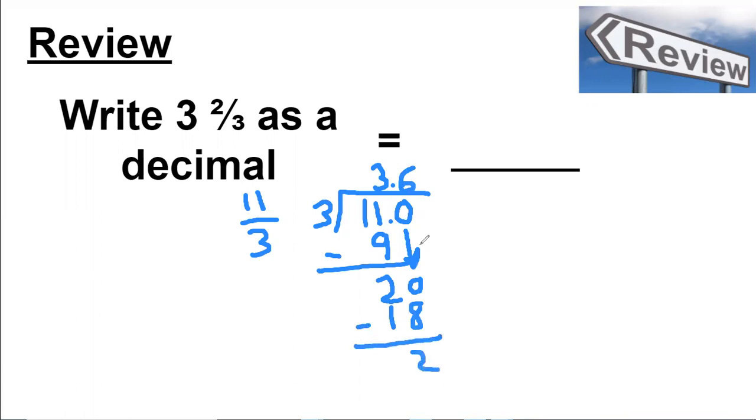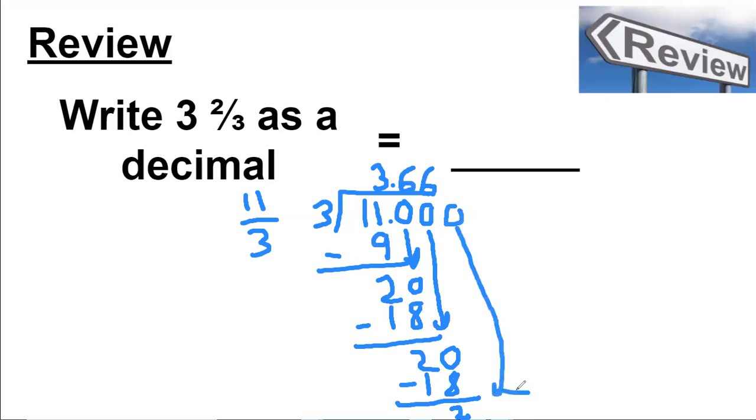I'm not done yet. I still got a remainder, so I'm going to put another 0, and I'm going to bring that one down. And I'm going to say how many 3's go into 20? Well, again, it's going to be 6, and then I multiply 3 times 6. That's going to give me 18, and then I'm going to subtract, and I'm going to get 2. If I were to keep doing this and I put another 0 here, you notice how I'm going to get 20 again, right? So notice we found a spot where we can stop because we have a repeating decimal.